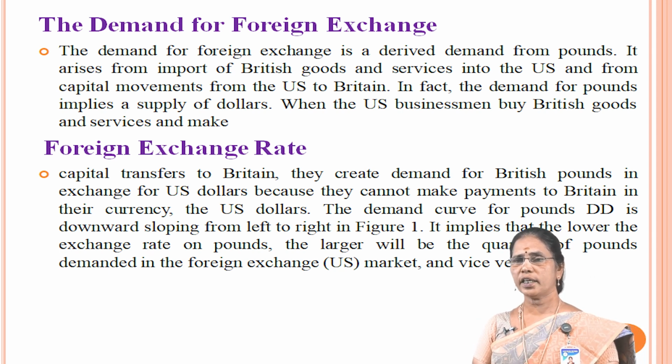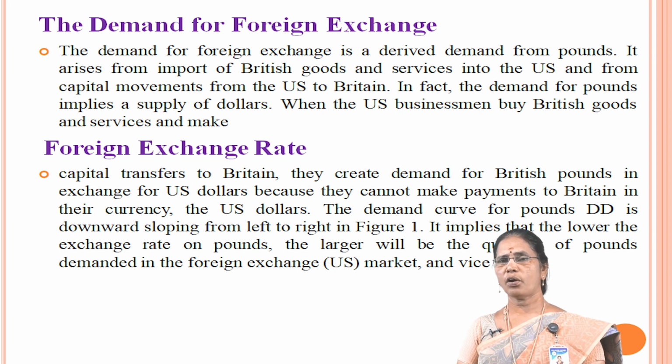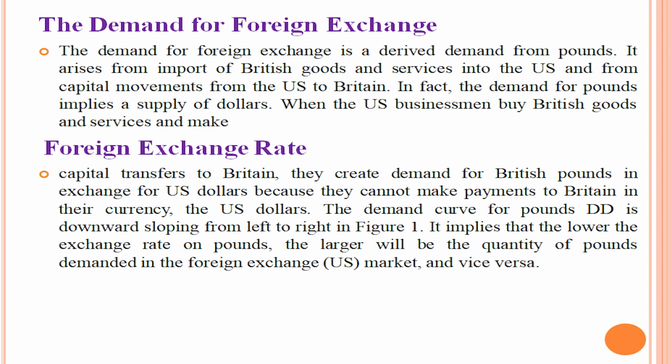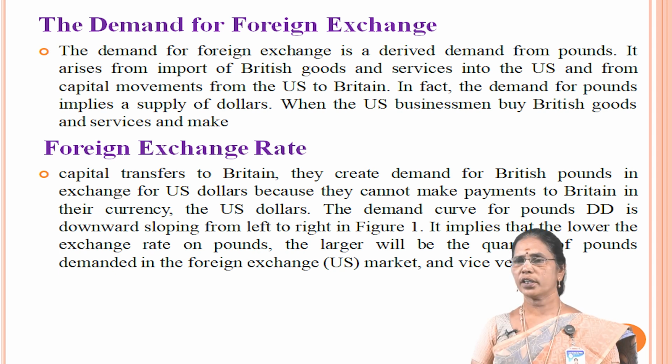The demand curve for pounds is downward sloping from left to right. In figure 1, it implies that the lower the exchange rate on pounds, the larger will be the quantity of pounds demanded in the foreign exchange market, and vice versa. This is because a lower exchange rate on pounds makes British exports of goods and services cheaper in terms of dollars. The opposite happens if the exchange rate on pound is higher. It will make British goods and services dearer in terms of dollars, and the demand for pounds will fall.